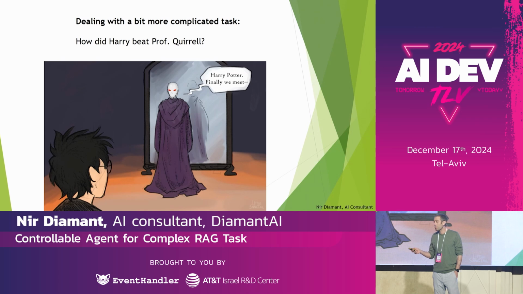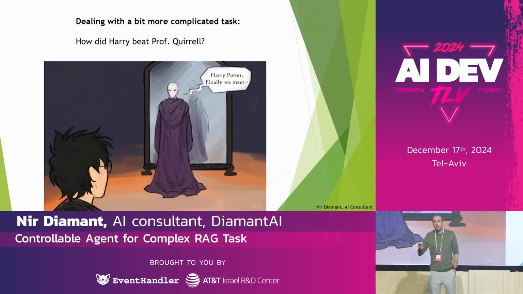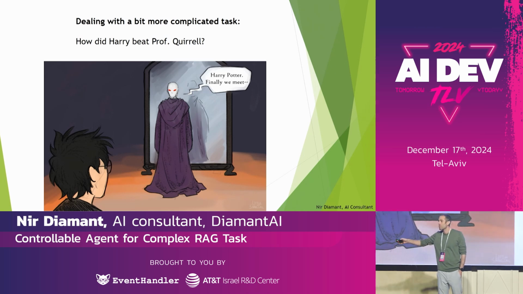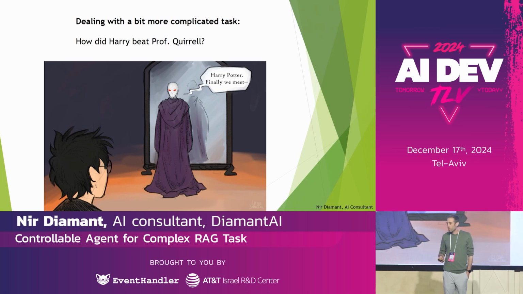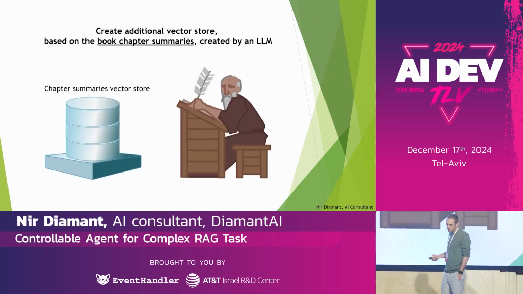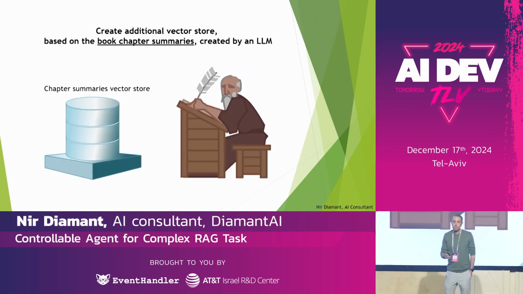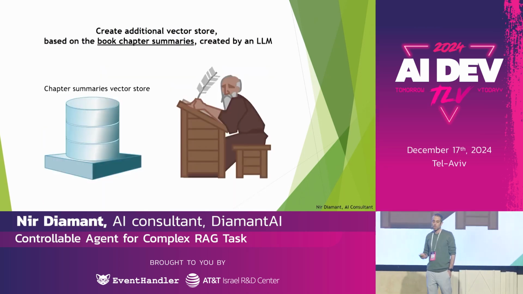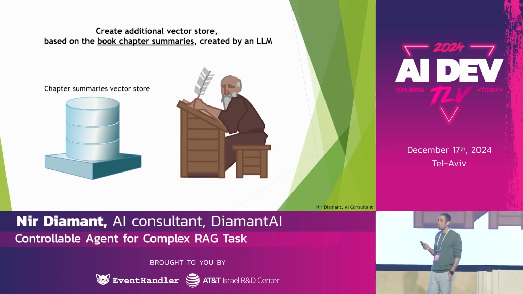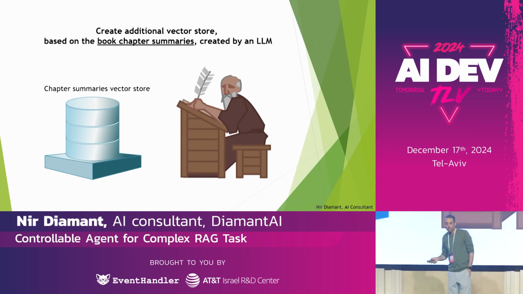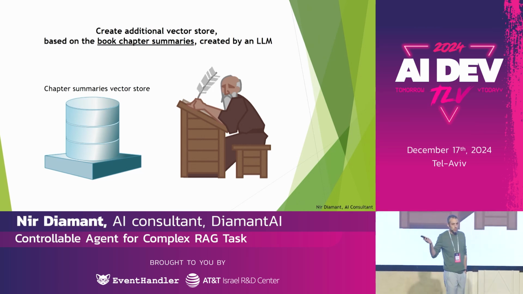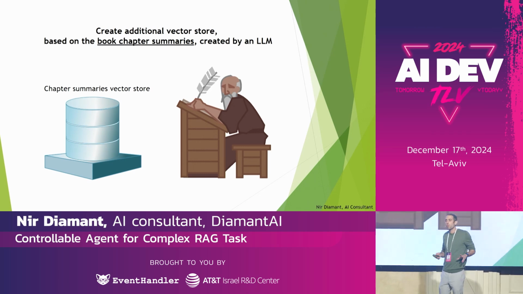But what happens if you want to ask a more complicated question, such as how did Harry beat Professor Quirrell? We are not going to find a sentence in the book saying Harry beat Professor Quirrell by doing this and this and this, right? To deal with this, we could create an additional vector store containing the book chapter summaries. We can also use an LLM to create it. In those summaries, it's more reasonable that we can find the solution.